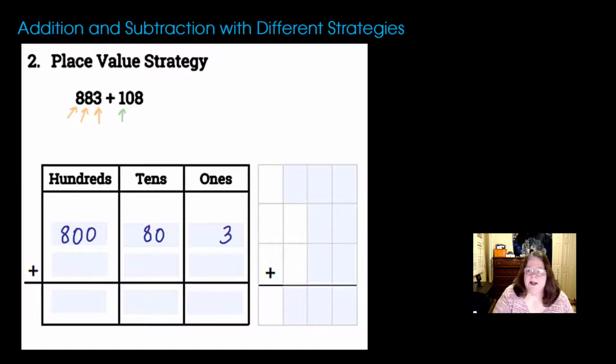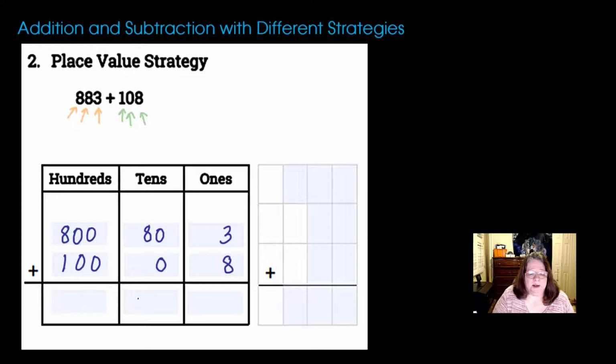We have a 1 in the hundreds place. So 100 is the value of that 1. We have a 0 in the tens place. So we just put a 0 over here. And the last digit is an 8. And so we'll put an 8 in the ones spot. First part's done. Now we add our ones, our tens, and our hundreds.